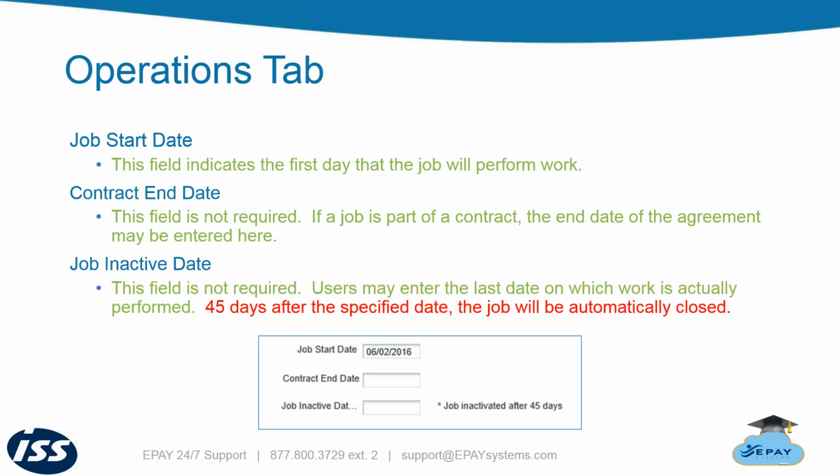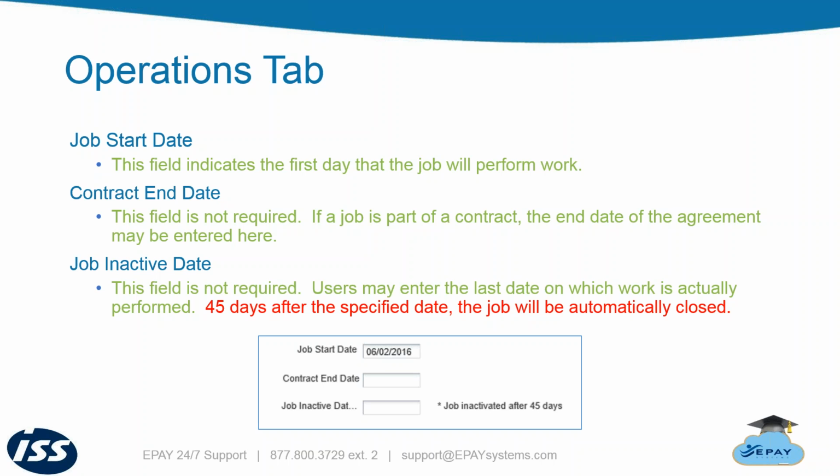Next, you'll have to fill in the job start date, and this basically indicates the first day that the job will be performed. Next, you have the contract end date and the job inactive date. Please keep in mind that these fields are not required. However, if a job is part of a contract and the end date is a part of the agreement, it may be entered in contract end date.